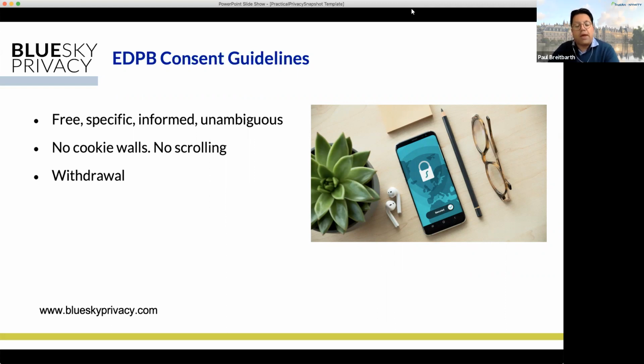And also scrolling, which has sometimes been seen as constituting consent. If you just scroll through a website or just start using the website, then consent is implied. Also from that, the board has said, no, that is not allowed because that is not an unambiguous act. It could be that you are inadvertently scrolling or just scrolling to read the privacy notice, which is not the same thing as providing active, unambiguous consent.